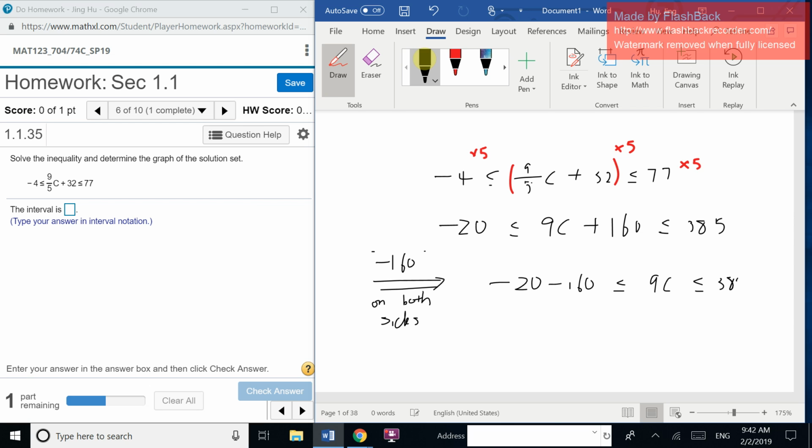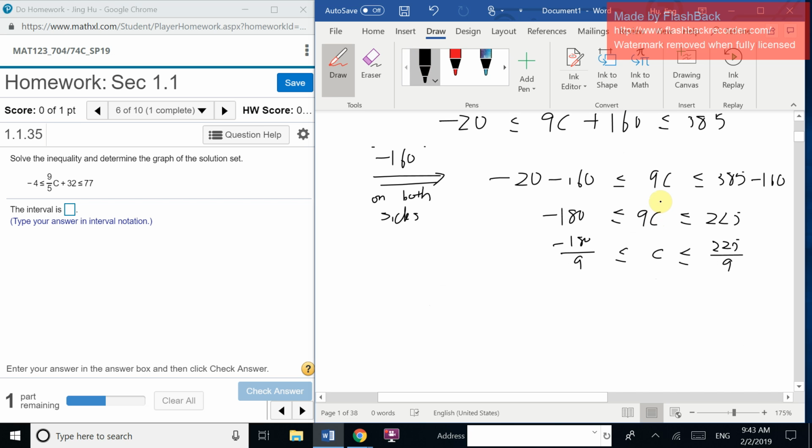So our goal is to let the middle part be just the variable term. So now we have -180 less than or equal to 9c, less than or equal to 225. So then we divide by 9. Since 9 is positive, the inequality direction will not change. So c is greater than or equal to -20, and less than or equal to 25.